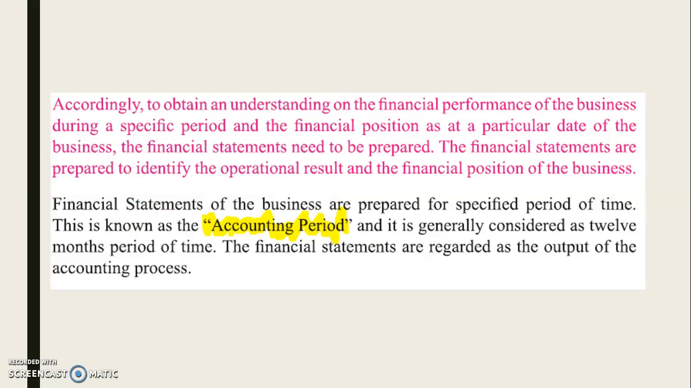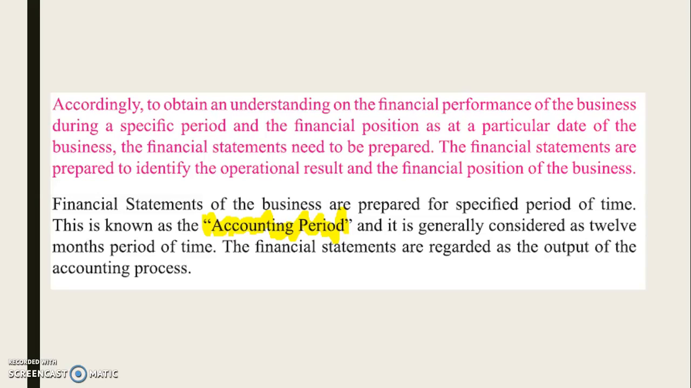Okay, so this is straight from your book. The financial statement is prepared to obtain an understanding of the financial performance of the business during a specific period and the financial position as at a particular date of the business. When you say specific period, that is what we call the accounting period. So the financial statement of a business is prepared for a specified period of time, that is generally 12 months. For example, 1st January 2015 to 31st December 2015. January to December, 12 months.